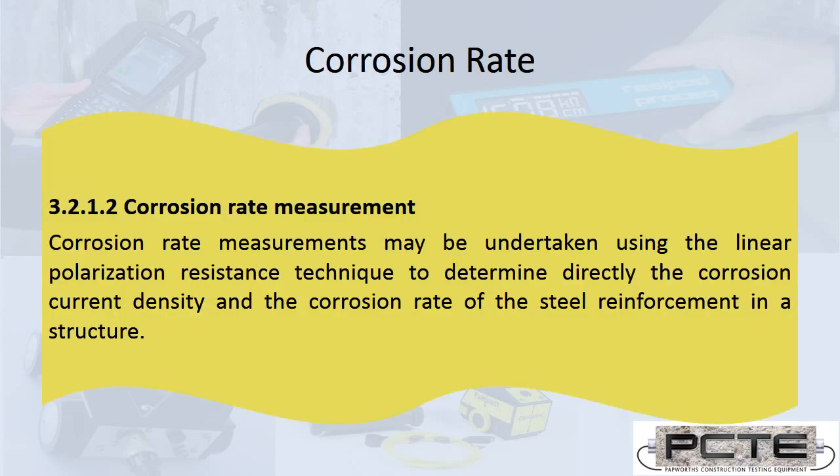So corrosion rate measurements are a link to how quickly corrosion is occurring, and they're done using a slightly different setup where there's a separate current applied to the reinforcing steel and then a measurement taken based upon how that changes a half-cell potential.